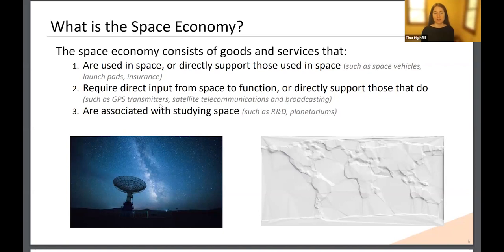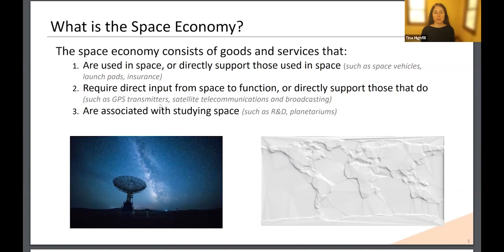goods and services that are used in space or directly support those used in space. So this is the obvious things like space vehicles, satellites, launch pads, insurance. That would be one of the supporting services. The second criteria is goods and services that require direct input from space to function. This is things like GPS transmitters or GNSS equipment, satellite telecommunications, and things like that.